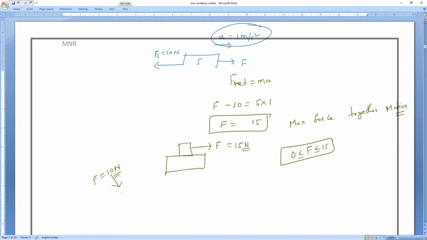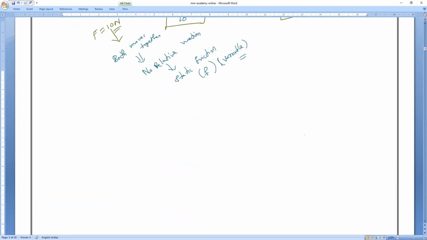F equal to 10 newtons means both bodies move together. Move together means it is no relative motion. So if it is no relative motion, is it kinetic friction or static friction? Static friction. Static friction, let me take the symbol f. Is it variable or constant? Variable. Everybody clear? So the maximum force we can apply here to make both bodies move together is 15 newtons. So let us take now the next question.